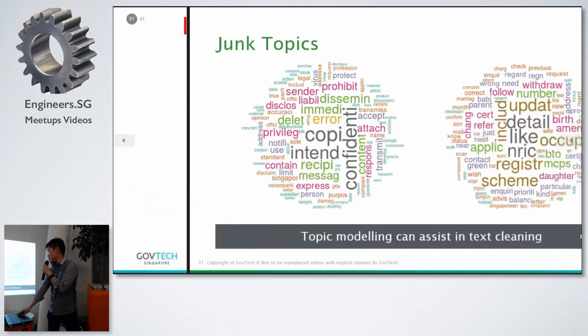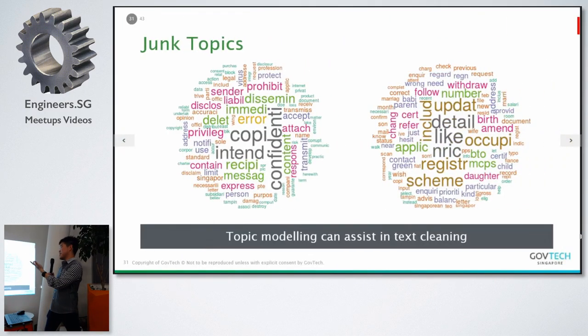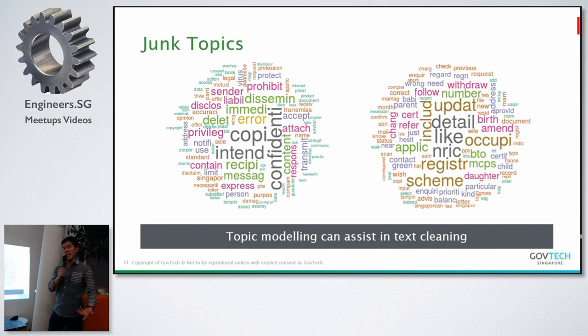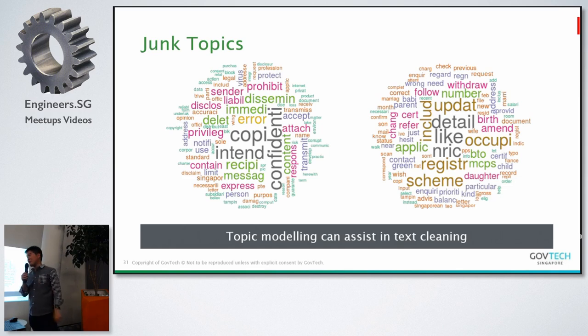So some of the topics that appear look like this. These are the chunk topics. But you can actually see the topic here, especially. Where do you think this kind of text comes from? Confidential, privilege, disclose, disseminate, immediate. It's obvious it came from some form of disclosure text where people usually type, oh, this email is private and confidential, if you're not the intended recipient, please delete it immediately, do not disseminate. So you can see how the keywords are there.